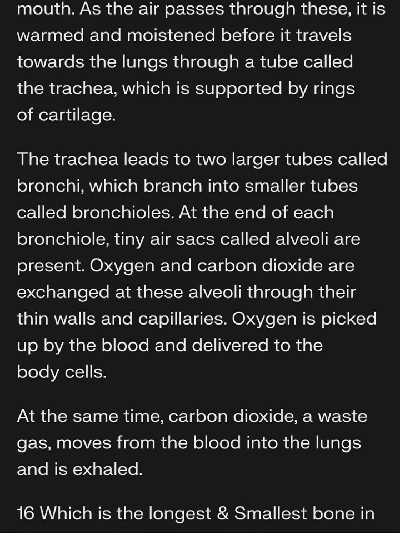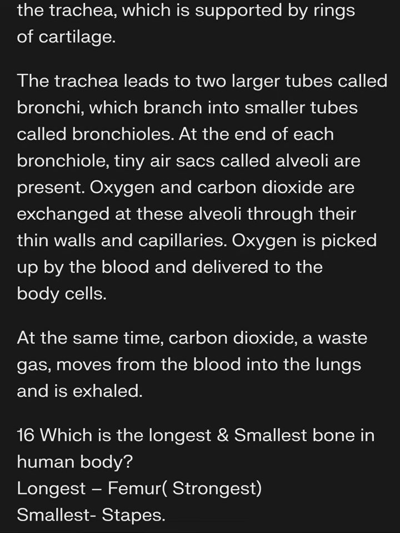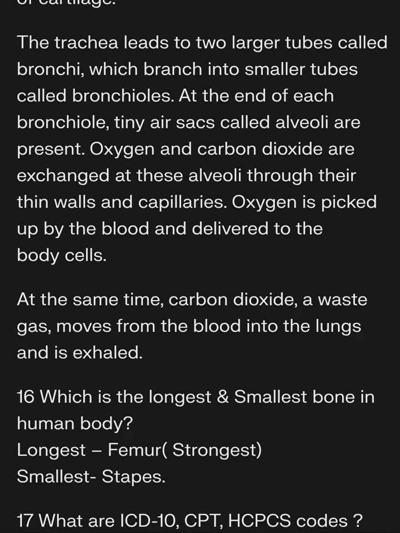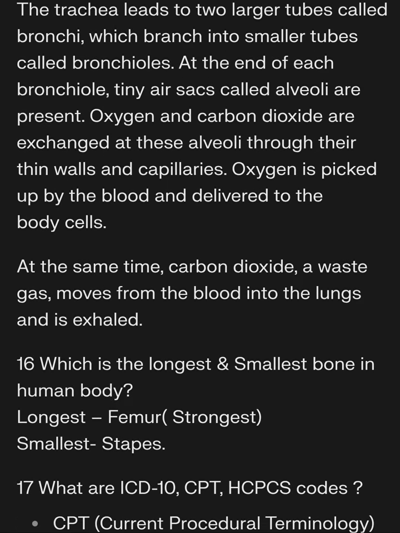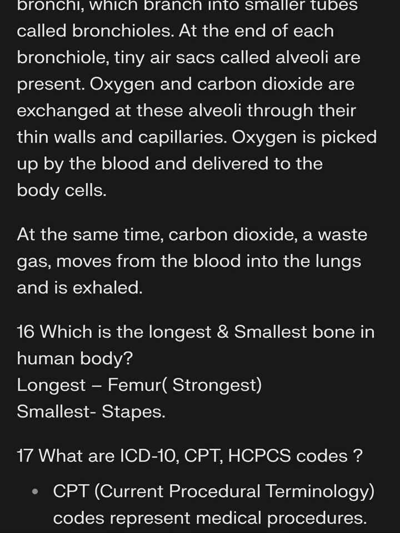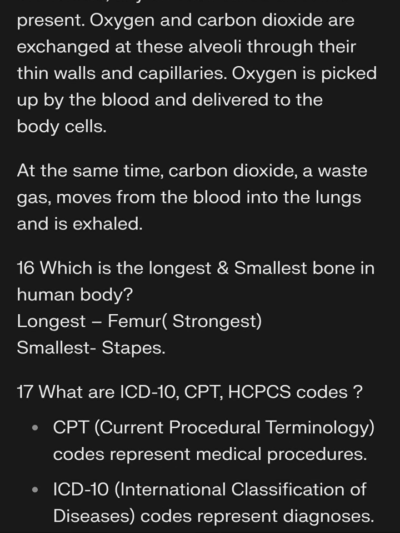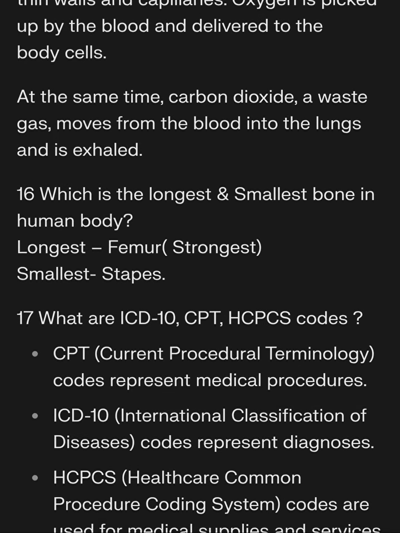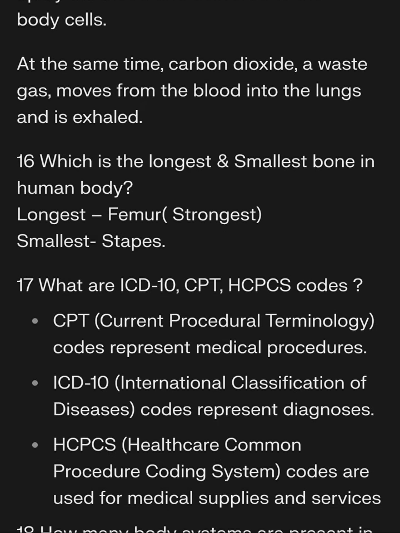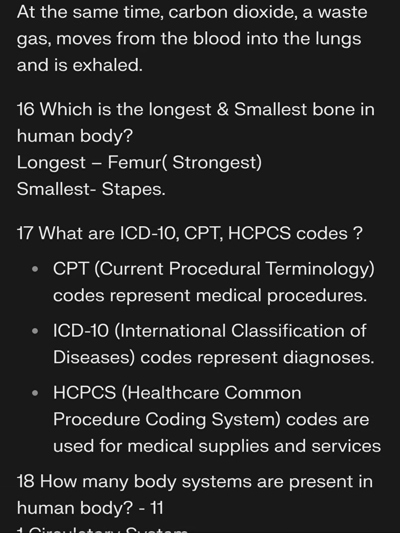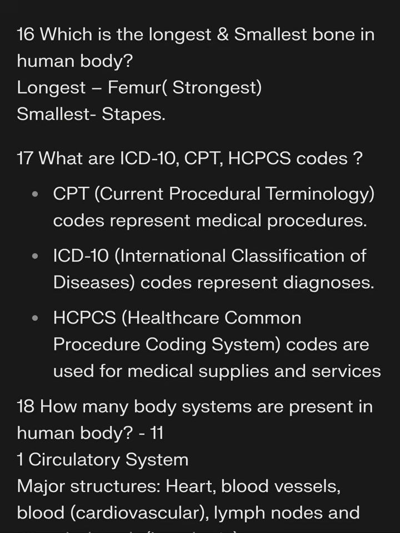Oxygen and carbon dioxide are exchanged at these alveoli through their thin walls and capillaries. Oxygen is picked up by the blood and delivered to the body cells. At the same time, carbon dioxide, a waste gas, moves from the blood into the lungs and is exhaled. 16. Which is the longest and smallest bone in the human body? Longest and strongest, femur; smallest, stapes.